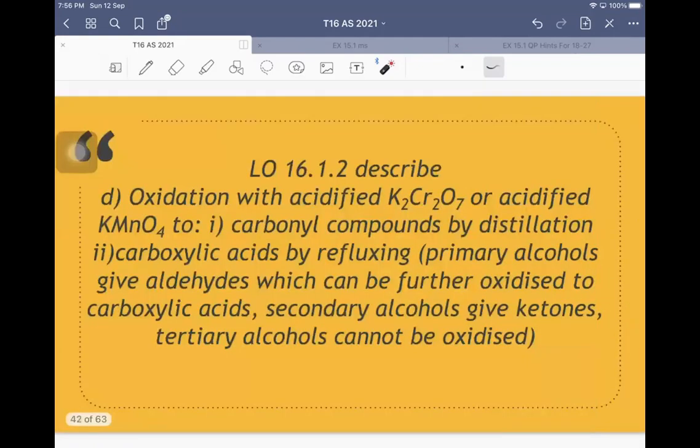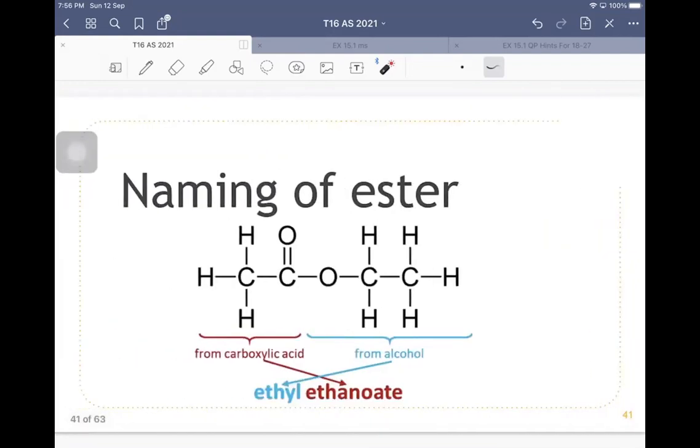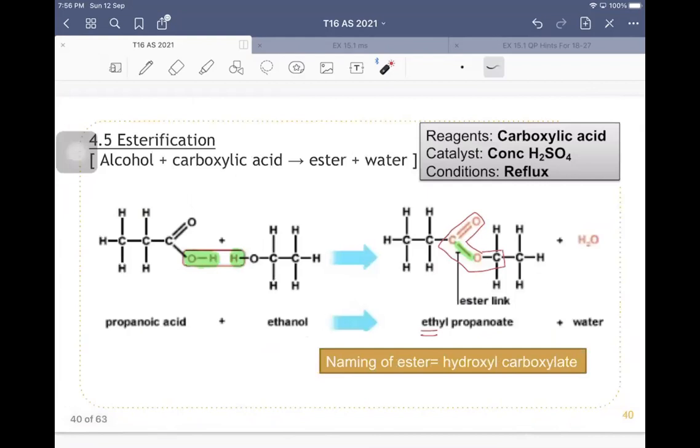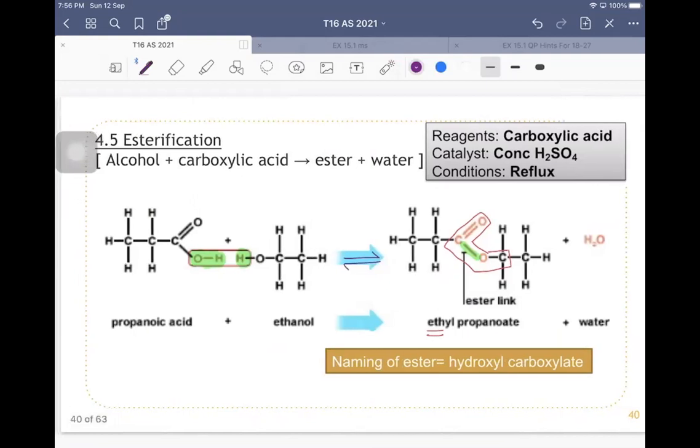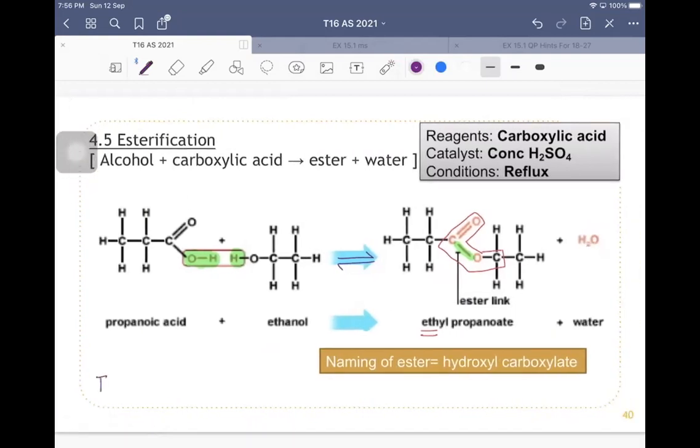Okay, moving on. So that's esterification. I want to add something on the esterification. This is usually written as a reversible arrow. The reason is because of the position of the equilibrium. The reaction is reversible.